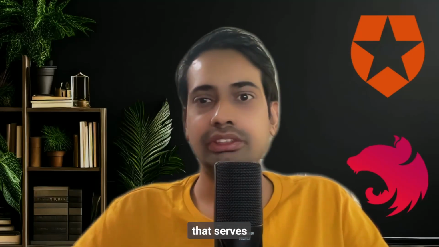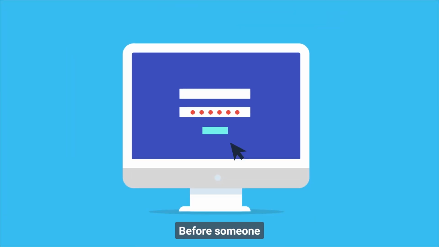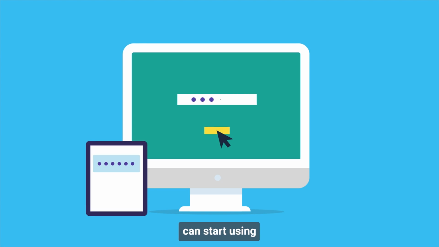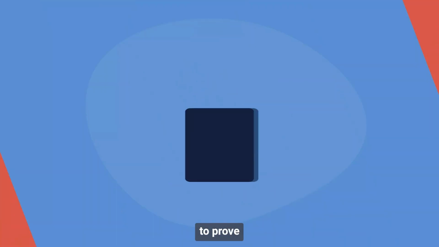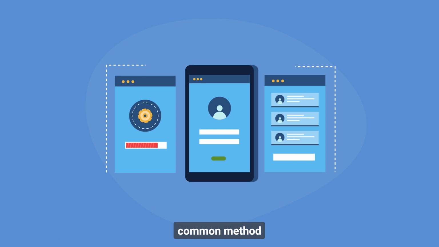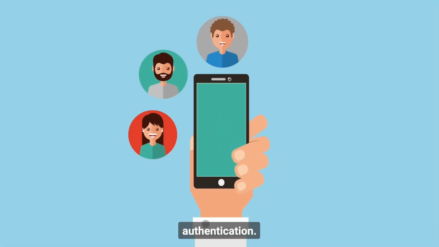Auth0 is a user authentication and authorization platform that serves as a front door to your application. Before someone can start using your application securely, they need to prove their identity. The most common method in most applications is username and password based authentication.